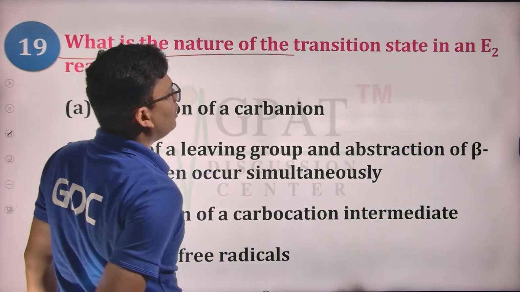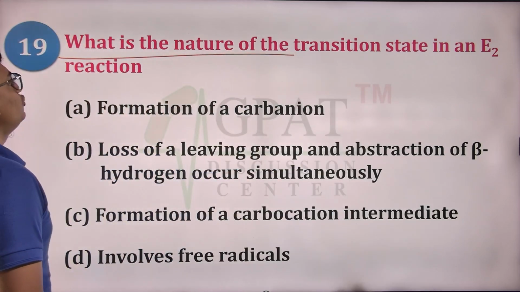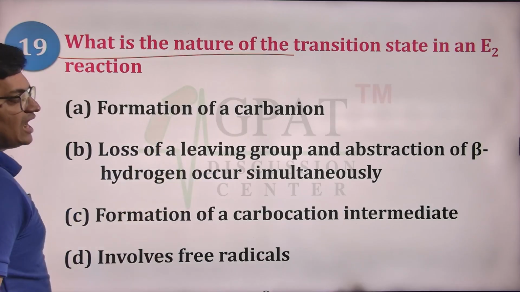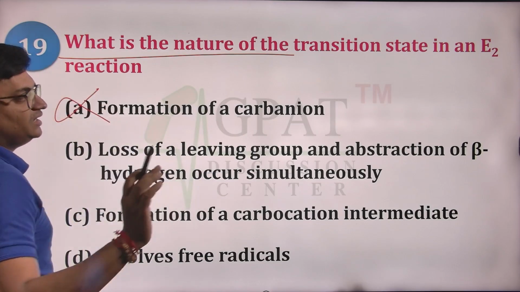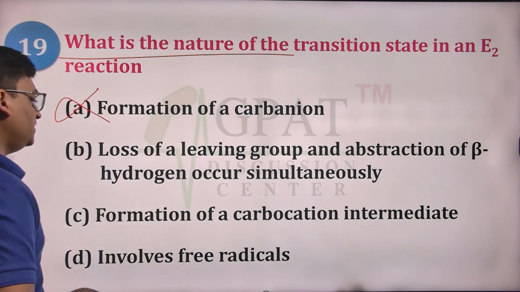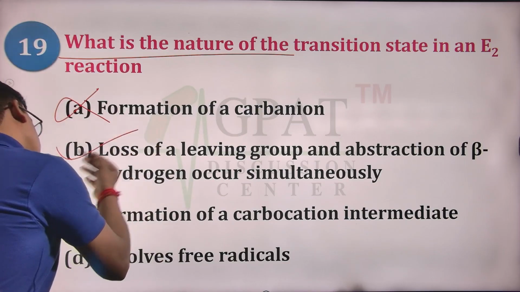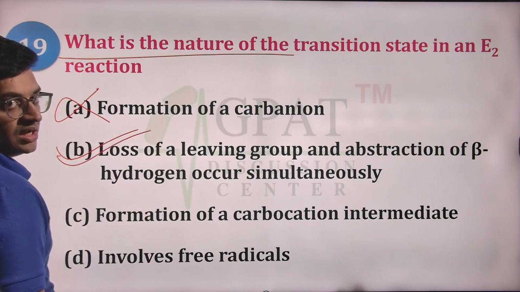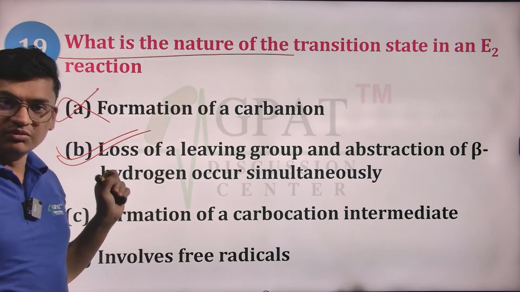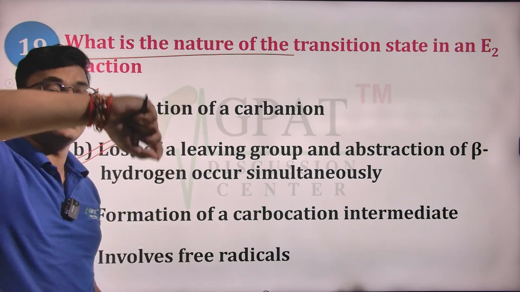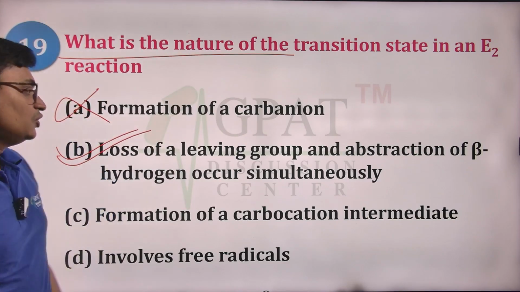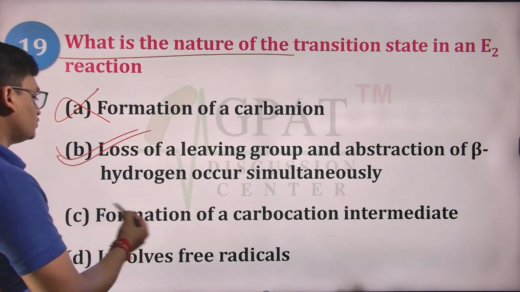What is the nature of the transition state in an E2 reaction? Formation of a carbanion? No, there is no intermediate formation. Loss of the leaving group and abstraction of the beta hydrogen occur simultaneously. Yes, that is the transition state. In the transition state, the leaving group is being removed from the substrate and the beta proton is also being removed. So it happens in a single step. Yes, that is the right answer.